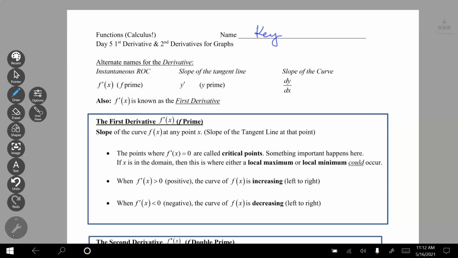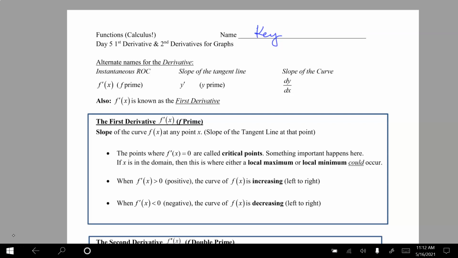Welcome to day 5. We're working more with calculus, specifically the derivative, and we're going to look at graphs and see how we can use the derivative to describe graphs. And we're going to look at the first derivative, which actually we've been working on already, and we're going to look at something called the second derivative in its applications.